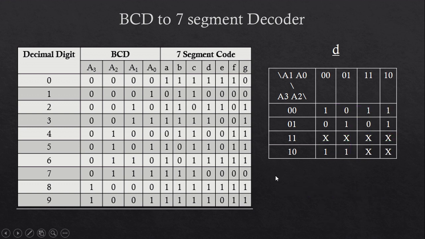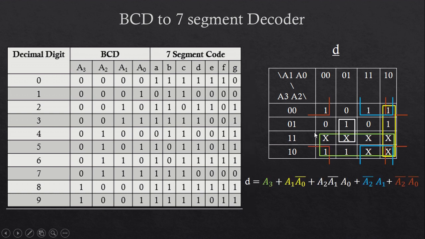For D, we have 1 0 1 1, 0 1 1 0, 1 1. We perform this grouping and obtain the expression D equals A3 or A1 A0 bar or A2 A1 bar A0 or A2 bar A1 or A2 bar A0 bar.